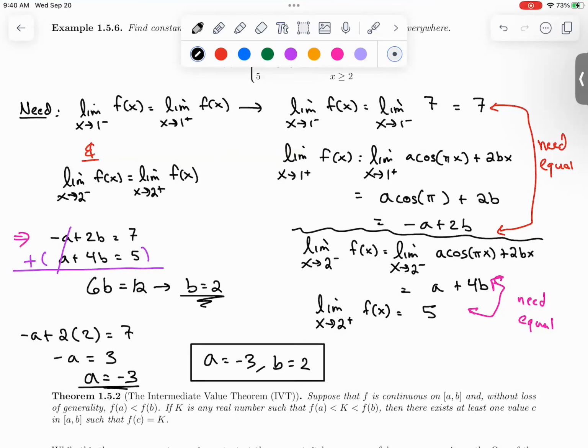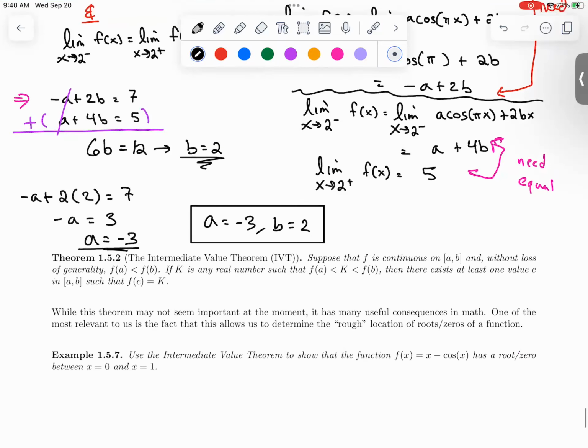Okay. The intermediate value theorem, very, very, very important theorem in mathematics for a lot of reasons, but not really for ones that we need to use. I'm just going to briefly mention it. So this is why continuity is so important. It allows us to have things like the intermediate value theorem, the extreme value theorem, and in some ways the mean value theorem later on.